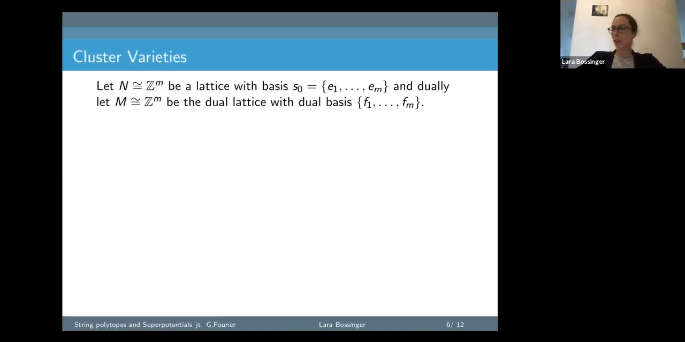Now, the second part of the story I want to tell you is about cluster varieties, and I'm going to go through some details of the definition of a cluster variety, because I don't assume that too many people are very familiar with it. So in general, to define a cluster variety, I need to set up some notation. I will start with a lattice N that is isomorphic to Z^m, and I fix additionally some basis e_0 that can be the standard basis of the lattice. And then dually, I get a dual lattice that is also isomorphic to Z^m, which I will denote by M, and I get the associated dual basis.